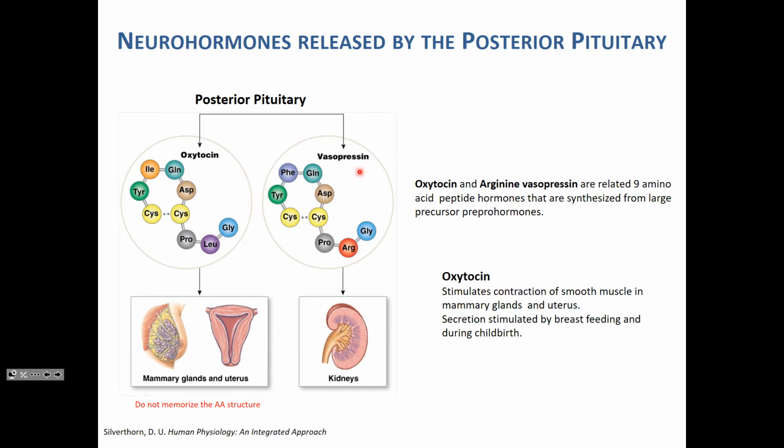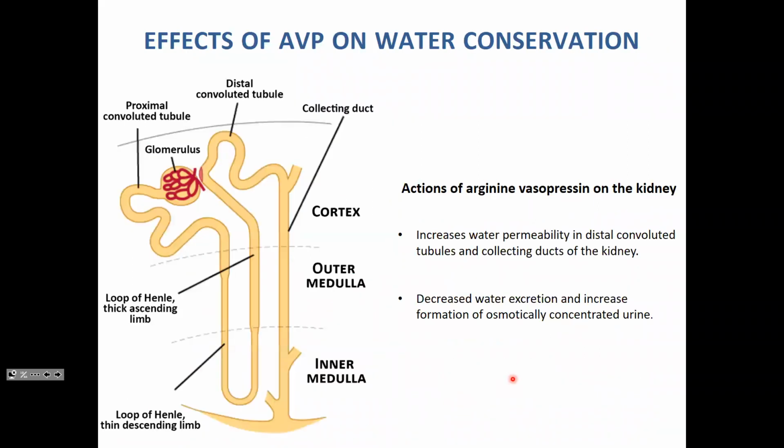Whereas vasopressin has many targets, but the one we're going to be more interested in is its effects on the kidney. And here it's going to act on the collecting ducts of the kidney to increase water reabsorption and make more concentrated urine. In this particular figure, I'm showing you a schematic of the kidney. And vasopressin is going to affect water permeability from the distal convoluted tubule all the way down to the collecting duct. Right? So it's going to decrease water excretion, increase water absorption, and make osmotically concentrated urine.